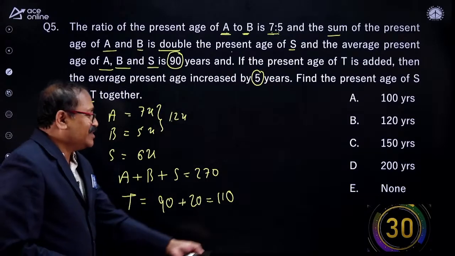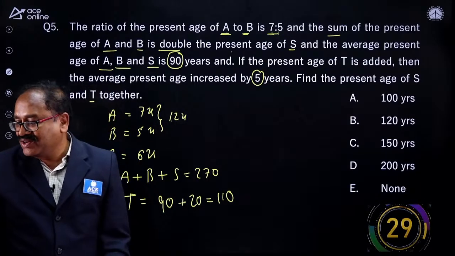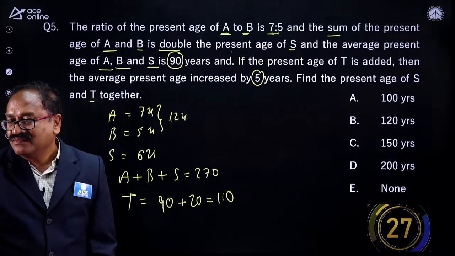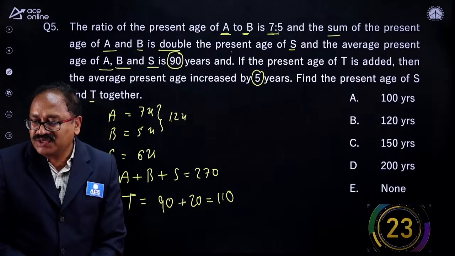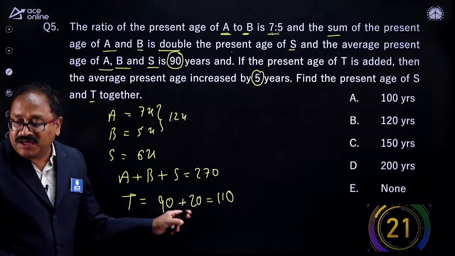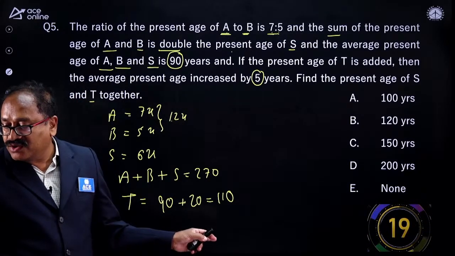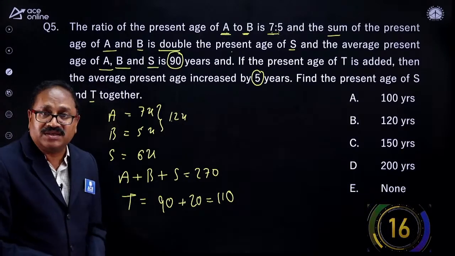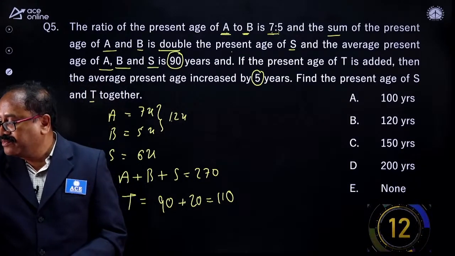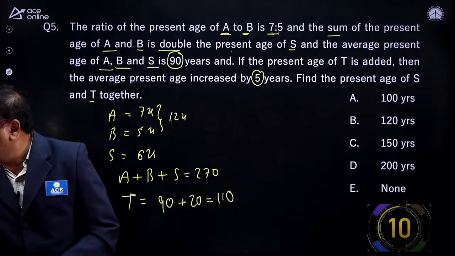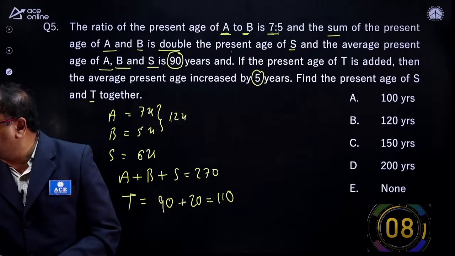Chalo. So your 30 seconds starts now. You already have the T age and you need to find out the S age. And answer it, my friend. Come on. Do it.